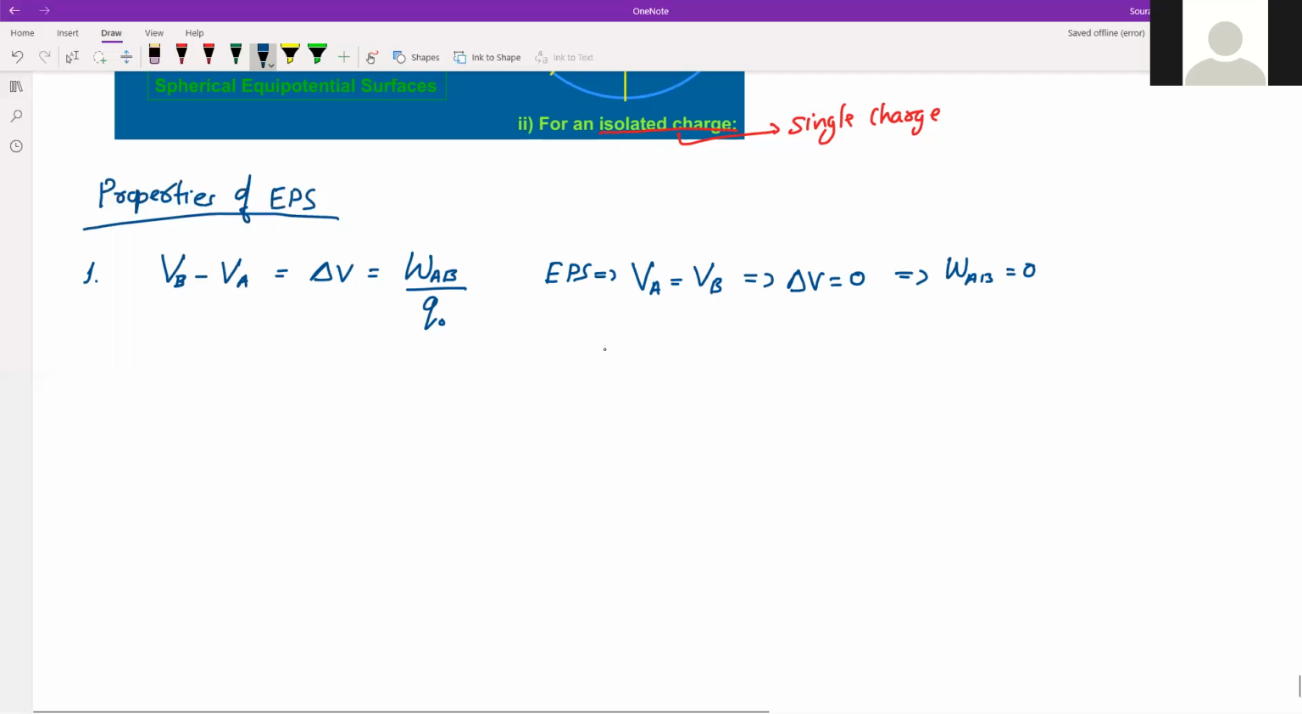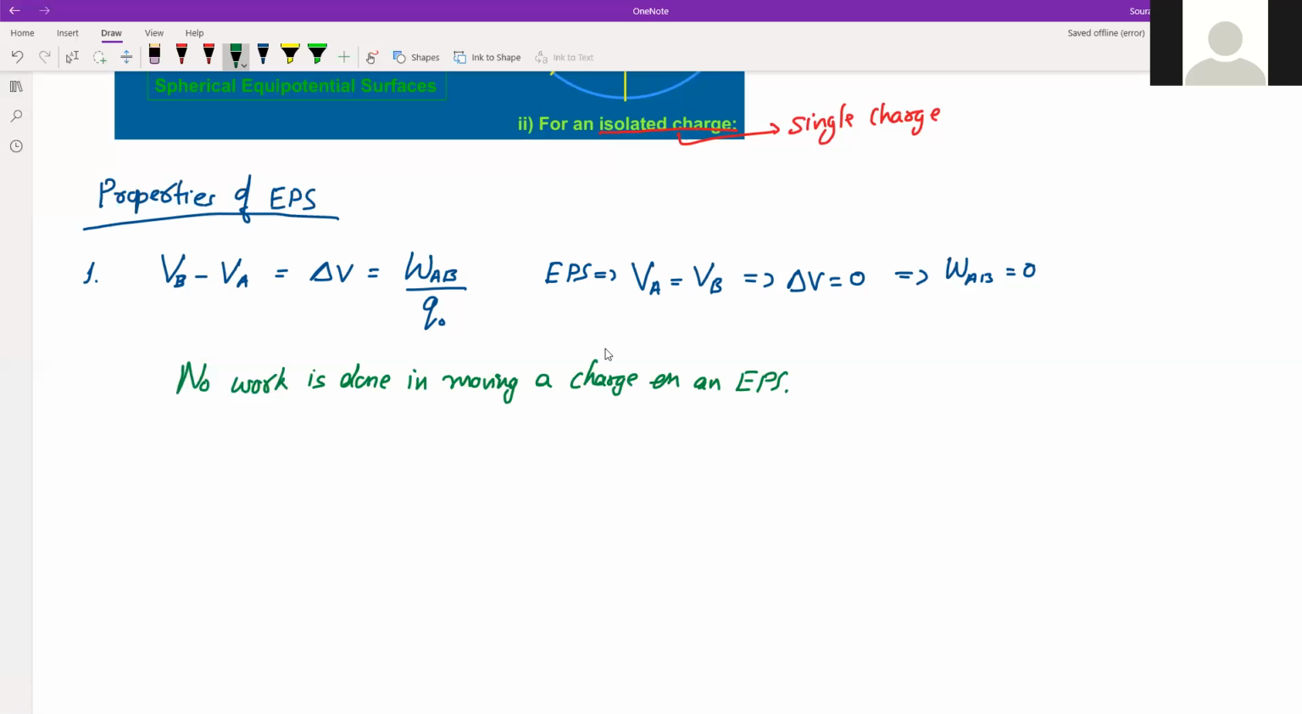Right? So what do we conclude? No work is done when we are moving a charge from one point to another on an equipotential surface. So no work is done in moving a charge on an equipotential surface. Right? So that is our first property.